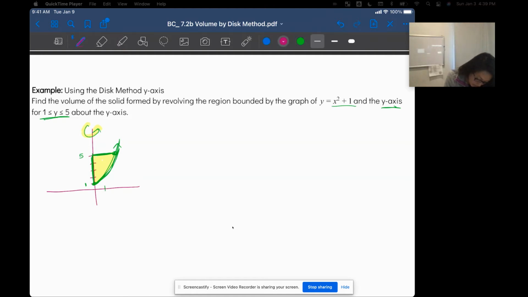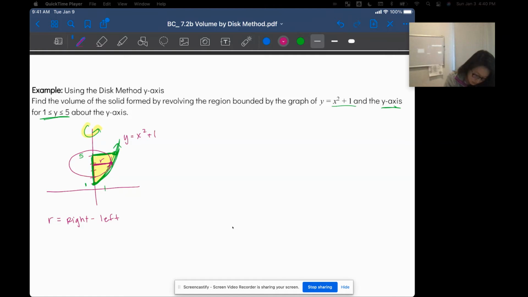So now I'm going to have to create a flag going perpendicular with my axis of rotation, and it's going to spin around like so. So the radius is going to be the right curve minus the left curve. And one thing I noticed is that this curve y is equal to x squared plus 1 is written in terms of x. We need to get it in terms of y.